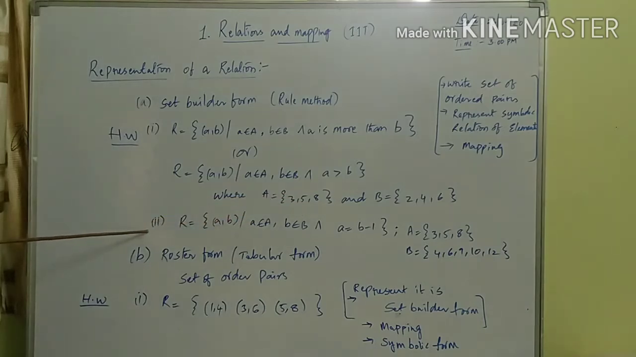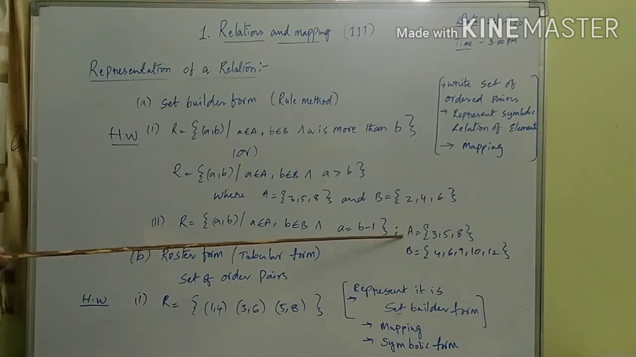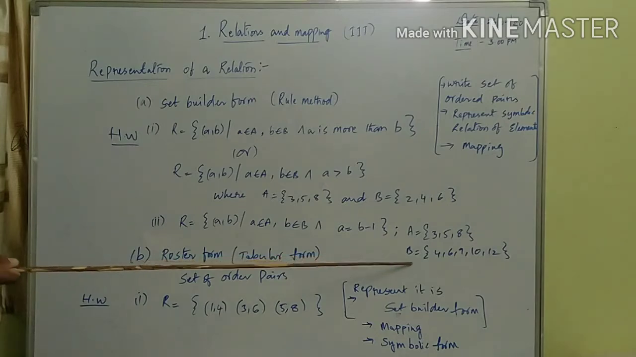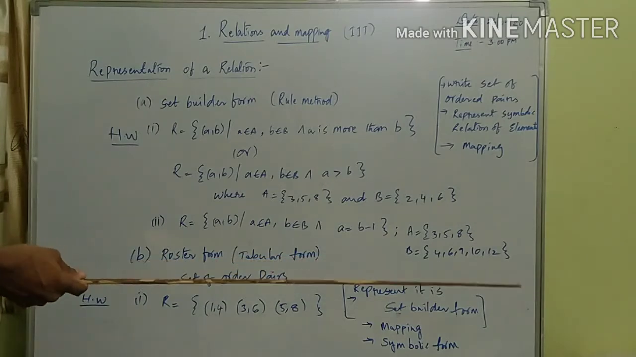So this is your second problem from set builder form. R is a relation equal to A comma B elements such that A belongs to set A and element B belongs to set B for every A is equal to B minus 1. This is the syntax. This is the condition or relation. So here the elements of set A are 3 comma 5 comma 8 and B is equal to 4 comma 6 comma 9 comma 10 comma 12.